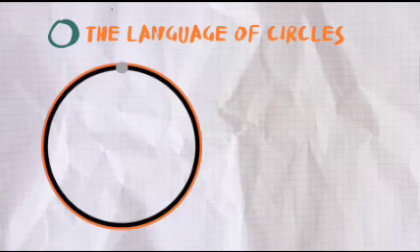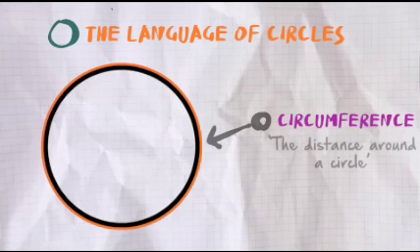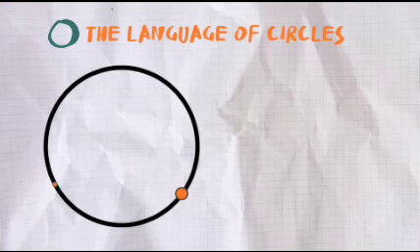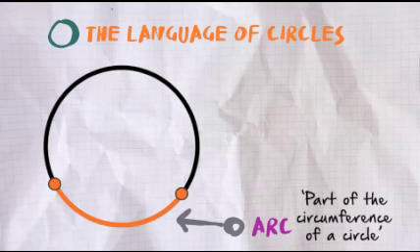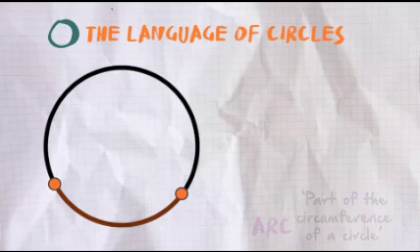Right, the language of circles. So that orange line highlighted there is the circumference of a circle. It's just the distance around the circle. An arc is just a part of the circumference of a circle.